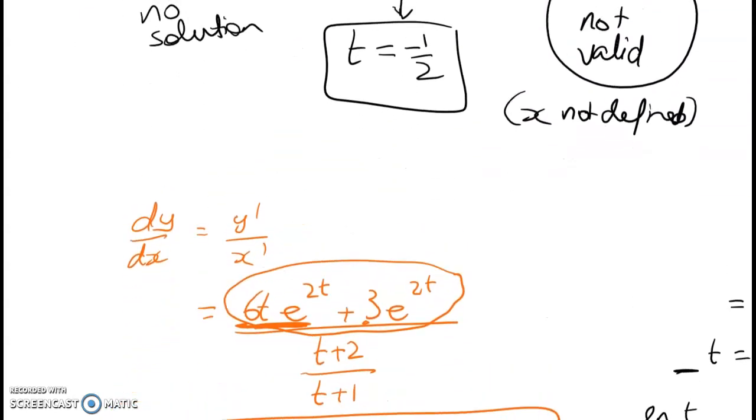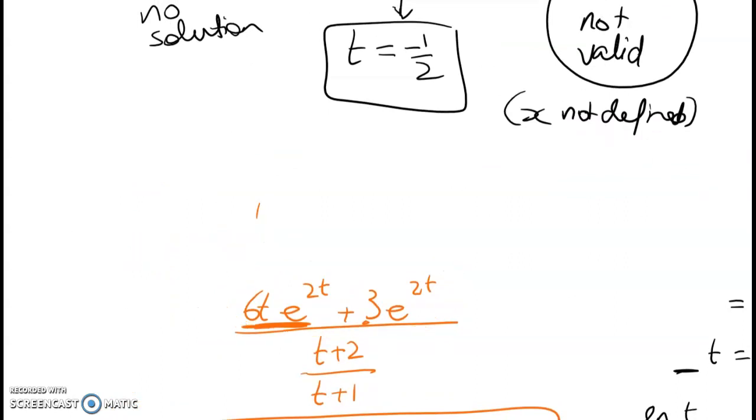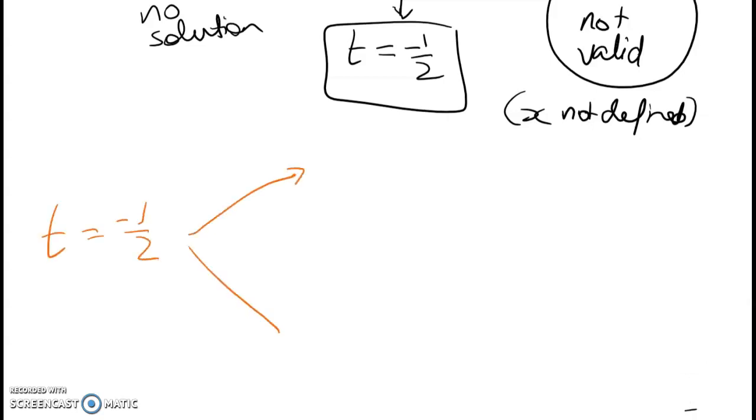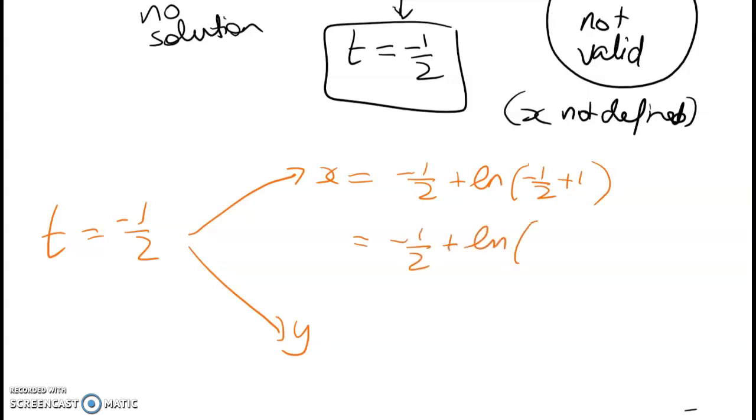Okay, what's the next thing we've got to do? Oh, we're just about there. All we have to do now is find the stationary point. So we've found the value of t. t is equal to -1/2. So now we need to substitute that in and get x and y. So x is equal to -1/2 plus the natural log of t, which gives me -1/2 plus the natural log of 1/2, and that equals -1.19 to 2 dp.